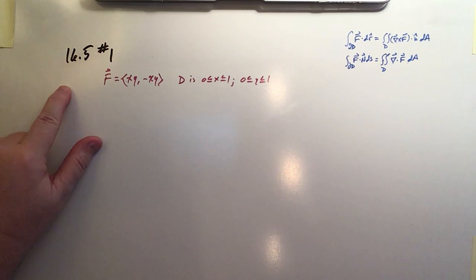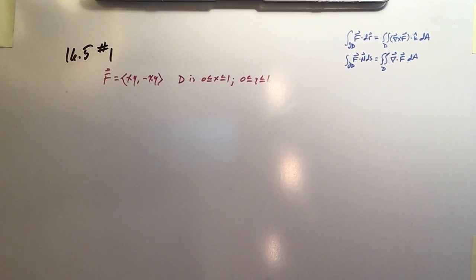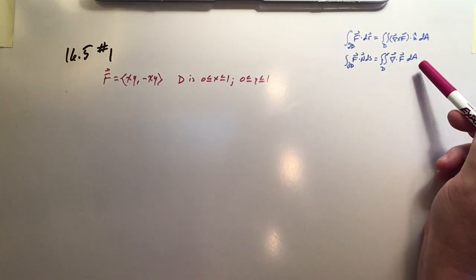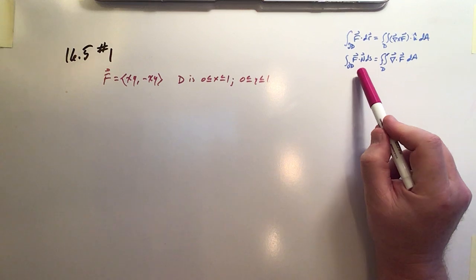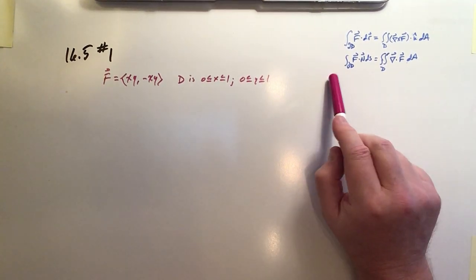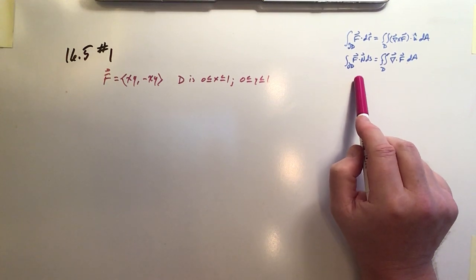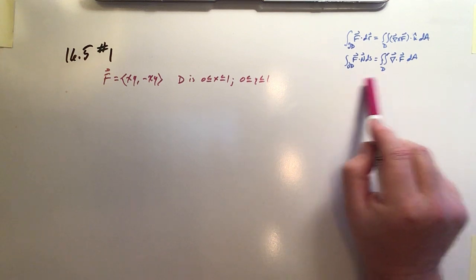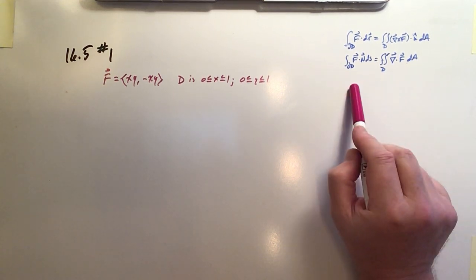This is 16.5, number 1. So this is the first problem in the section on divergence and curl. And our main purpose for learning divergence and curl is the applications they have towards extending our ability to evaluate line integrals, particularly line integrals over closed curves, as double integrals over areas instead. And again, it gives us the ability to move back and forth.